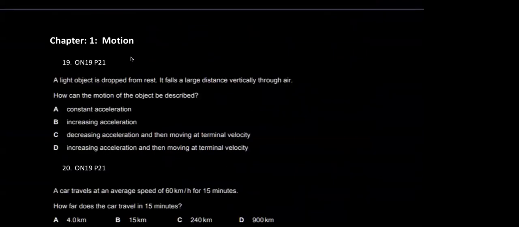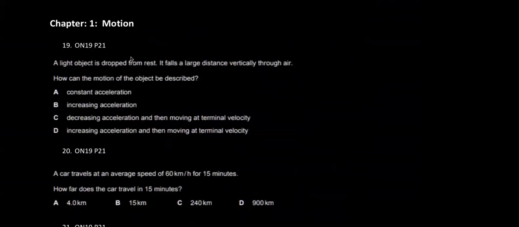19. A light object is dropped from rest. It falls a large distance vertically through air. How can the motion of the object be described? So it falls a large distance vertically through the air, and it is a light object.